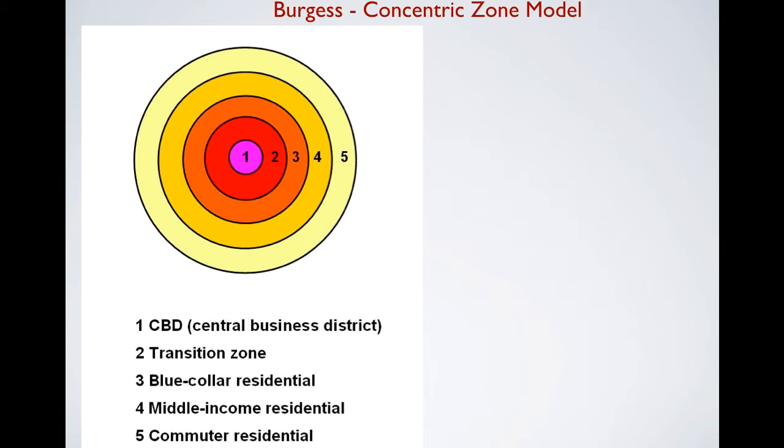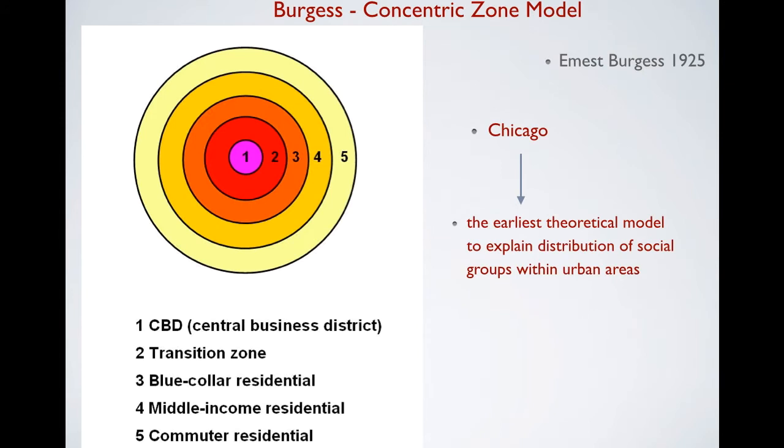Now let's talk about the concentric zone model. This model was created by Ernest Burgess in 1925, based on the human ecology theory done by Burgess and applied on Chicago. This model was the earliest theoretical model to explain the distribution of social groups within urban areas. The model depicts urban land usage in concentric rings.